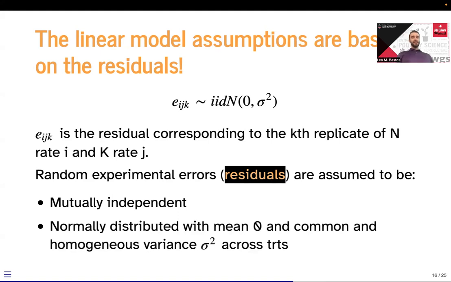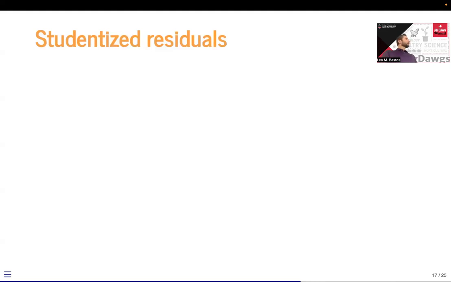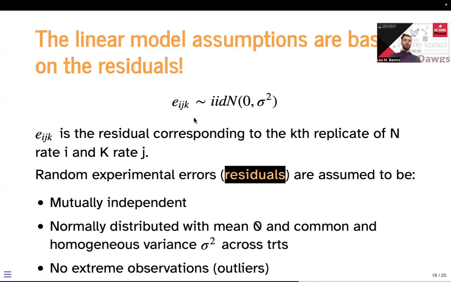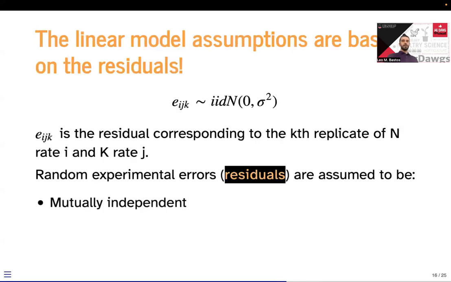So we're going to also test that these residuals are normally distributed with mean 0 and common homogeneous variance of sigma square across all treatments. And also that we do not have extreme observations, which is related to the normally distributed assumption as well. And we're going to see why that's the case. Okay, so the formula on the previous slide is the formula for the raw residuals, which can be used to check most of the assumptions.